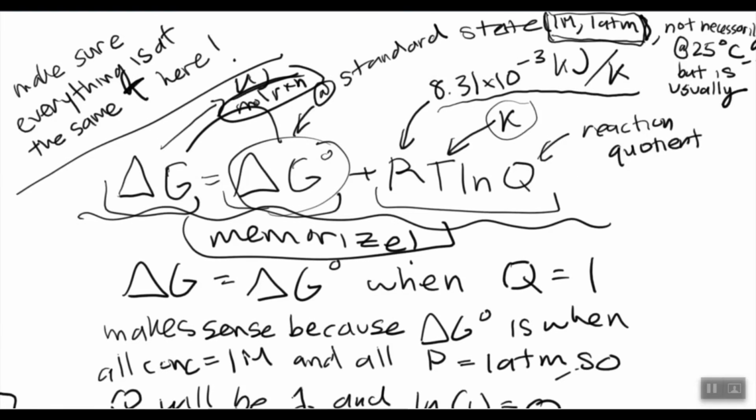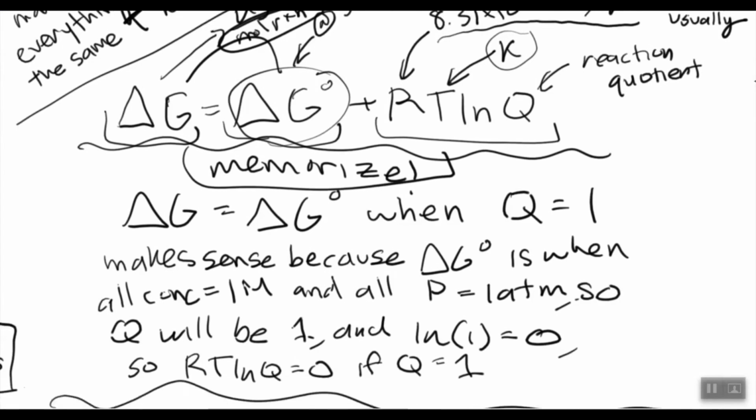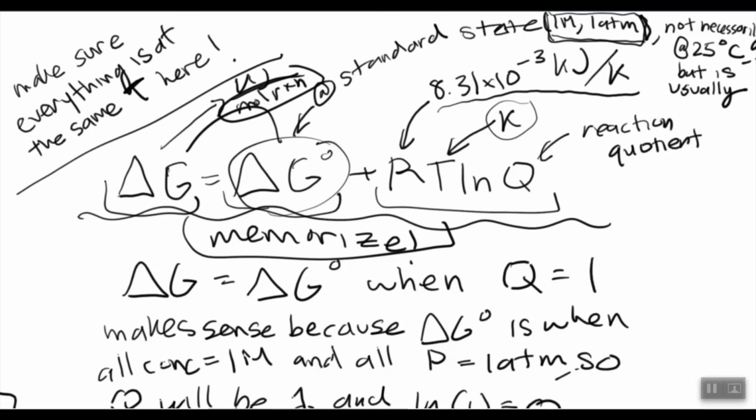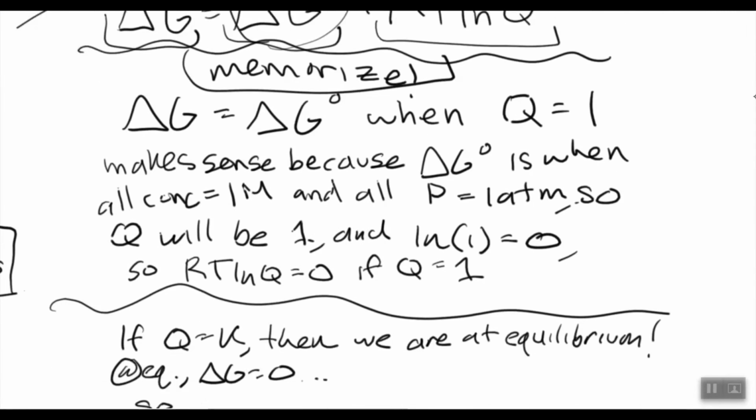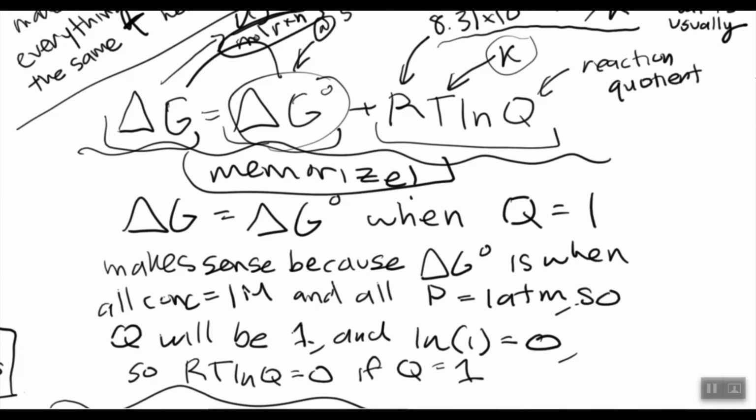Now, let's talk about why this equation works. Let's test its durability. So let's just say that we want the Q to be 1. Now, you might be a little suspicious, but what happens is that if you plug in 1 here, the natural log of 1 is 0. So this entire term cancels out, and you get delta G is equal to delta G⁰.